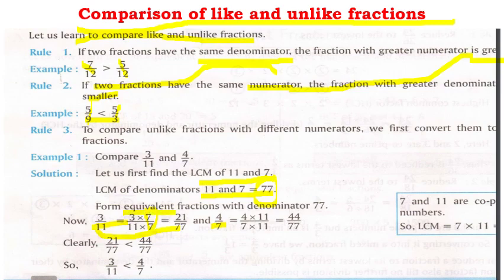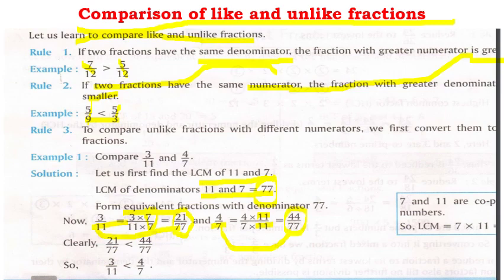So 11, you are multiplying with 7 to make it 77. So you will multiply 7 with the 3 also. So 3 by 11 into 7 by 7 will give you 21 by 77. Same way the another fraction was 4 by 7. Now 7 you need to make to 77. What you will do? You will multiply with 11. So 11 down means you have to multiply 11 up also. So 4 by 7 will become 44 by 77.